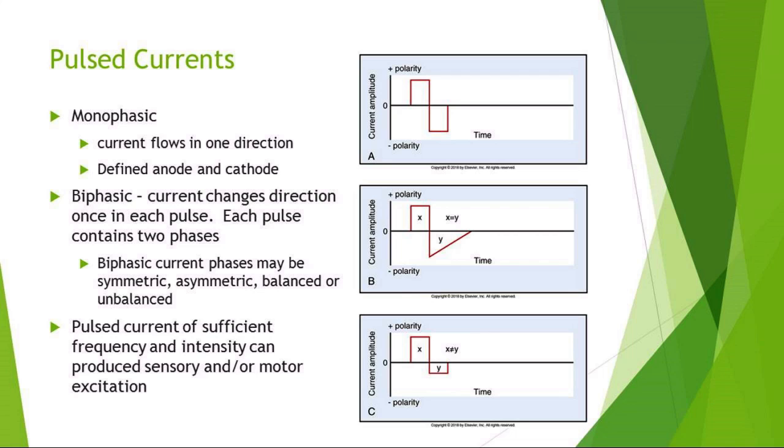So you could have a higher positive pulse phase and a lower negative phase, and then it's asymmetrical or unbalanced. Let's just say all of the therapeutic applications, it's a symmetrical balanced charge. So just like alternating current, pulsed current of sufficient frequency and intensity can produce sensory and or motor excitation. So that's what we're trying to do with electrical stim, is we're trying to stimulate sensory or motor nerves to get a therapeutic effect. So alternating current can do it, pulsed current can do it.